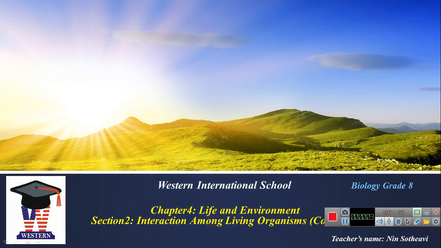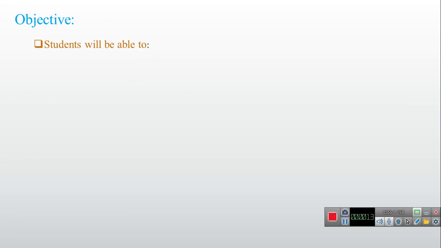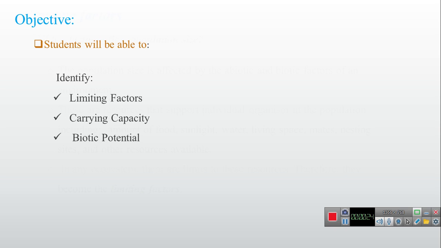Okay, hello students. Today we will continue our lesson from session 1 about Chapter 4, Life and Environment, Section 2, Interaction among the living organisms. In this lesson you will be able to identify the limiting factor, carrying capacity, and biotic potential.